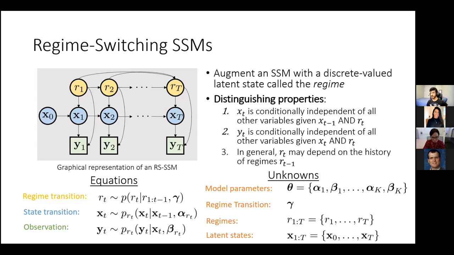Yeah, a quick one. How many regimes in practice are you going to be having? Literally one per observed piece of data, or in the end, you're just going to have like two or three regimes? It'll depend on the problem, but usually it's like two or three. Okay.